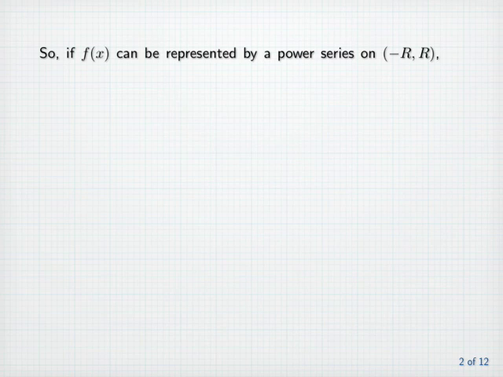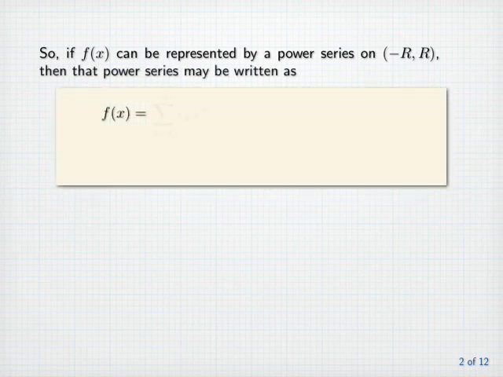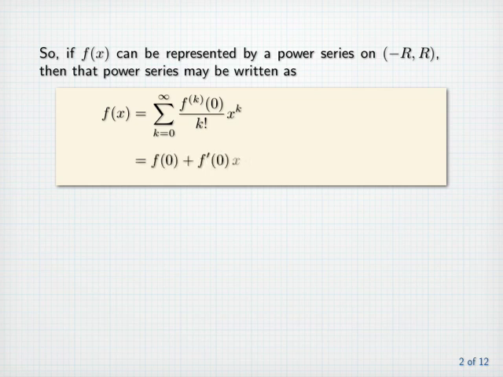So, if f of x can be represented by a power series on the open interval from -r to r, then that power series may be written as f of x equal to the sum from k equals 0 to infinity of the kth derivative of f evaluated at 0 divided by k factorial times x to the k, or f of 0 plus f prime of 0 times x plus f double prime of 0 divided by 2 factorial times x squared plus f triple prime of 0 divided by 3 factorial times x cubed, and so on.